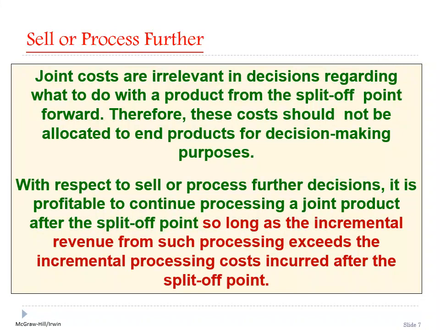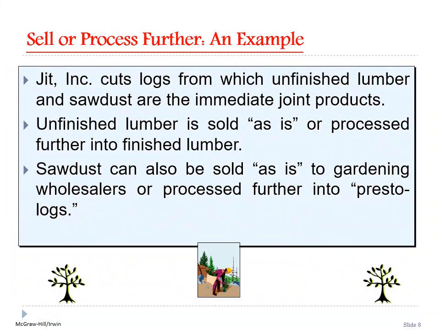طيب, let's show an example to clarify what we have discussed. Let's take this example to show how can we make this decision. Jet Inc. cuts logs from which unfinished lumber and sawdust are the intermediate joint products. يبقى دي شركة بتشتغل في قطع الأخشاب، وعندي هنا نوعين من المنتجات المشتركة اللي هم unfinished lumber اللي هي الأخشاب غير المكتملة، والsawdust اللي هي نشارة الخشب.